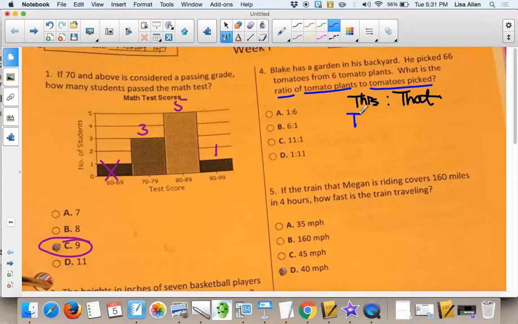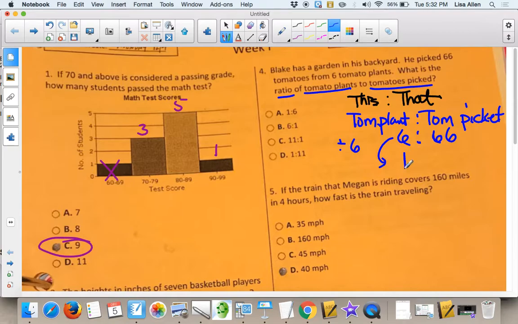So we want tomato plants, I'm going to abbreviate there, to tomatoes. In other words, we could say picked right here. So what we're going to do is say tomato plants, he only has 6 of them, and then he has picked 66 tomatoes. So now what we can do, Gianna, is divide that by 6, and we can get an equivalent where you have 6 tomato plants for 66 tomatoes. Wouldn't it be true that if I had 1 tomato plant, then if I divide by 6, I would get 11. So the correct answer here is 1 to 11, or D.